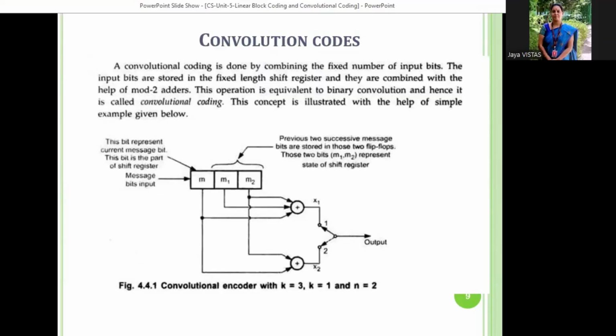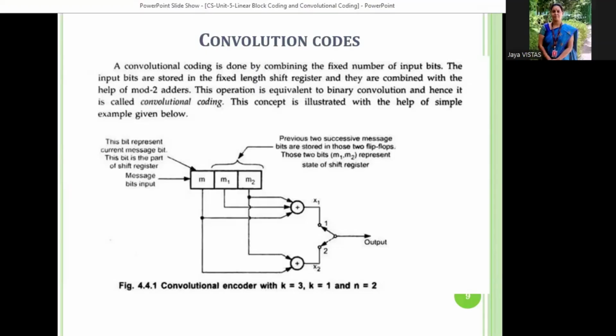Then we are moving to the second one, the convolutional codes. So what are convolutional codes? Here the convolutional coding is done by combining a fixed number of inputs. In a convolutional code, the input is 1 and the output bits are 2. Only one input is applied at a time. Only one input bit can be applied through the shift register, which is of fixed length.